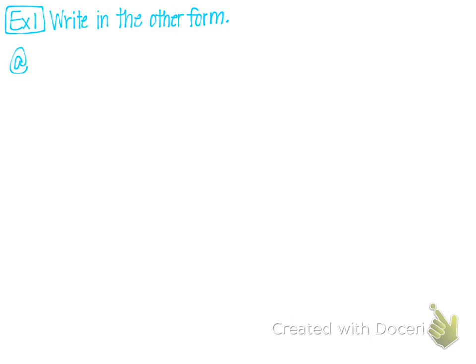So, here's example 1. We're going to write it in the other form. Let's take a look at this one. We have log base 3 of 9 is equal to 2. So this is our logarithmic form. We want to switch it to our exponential form.